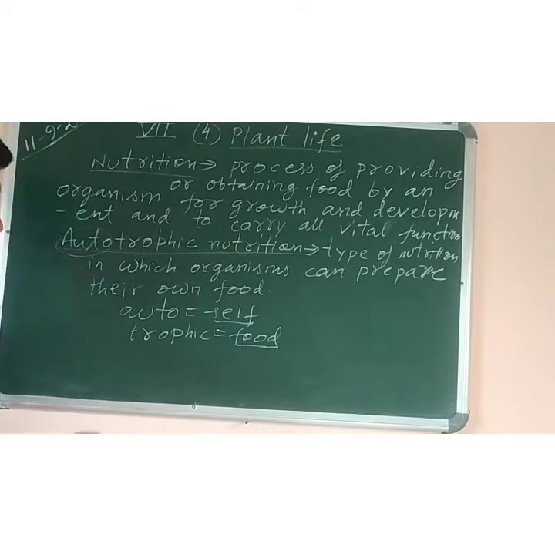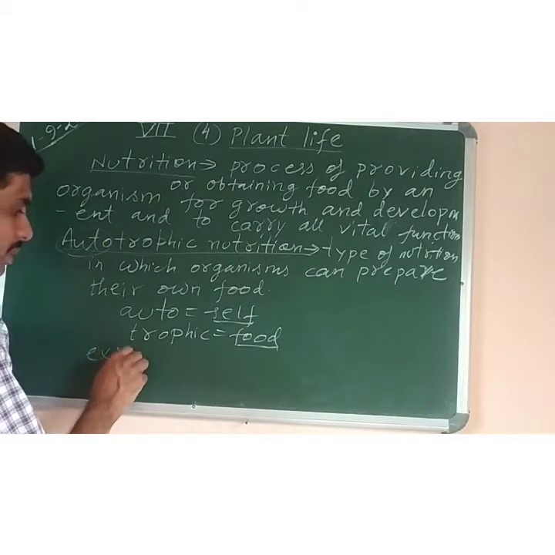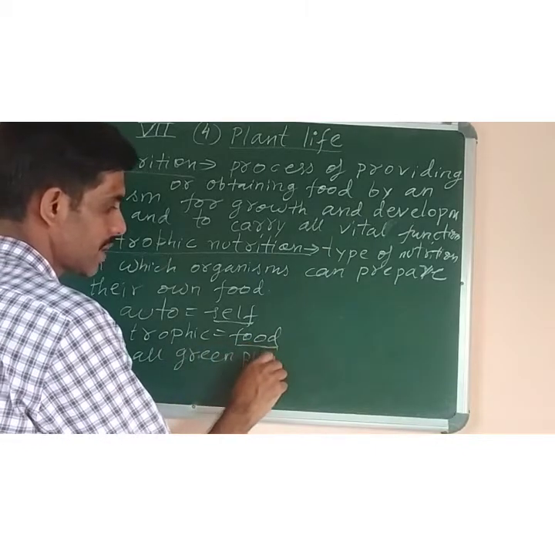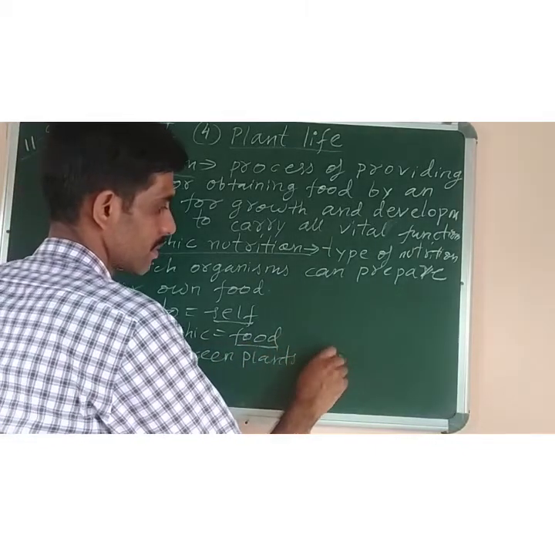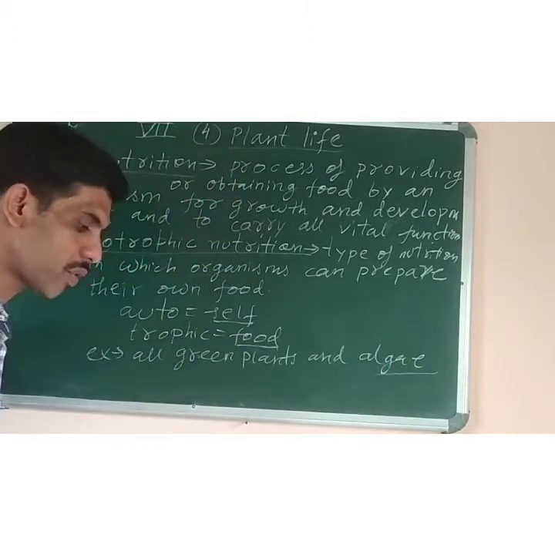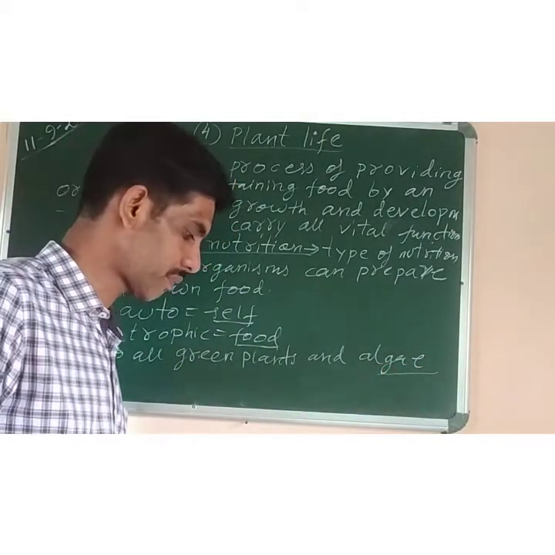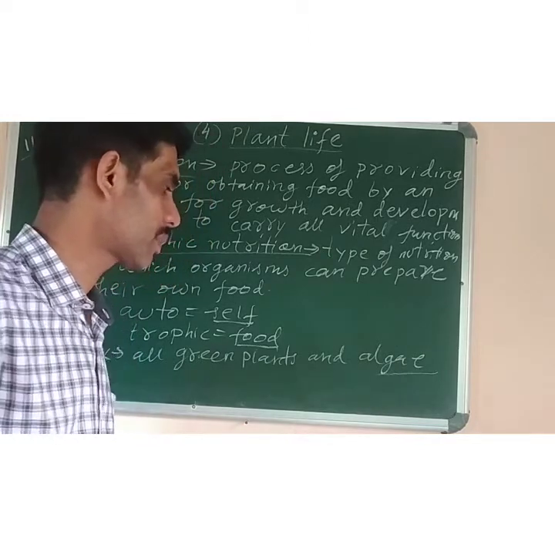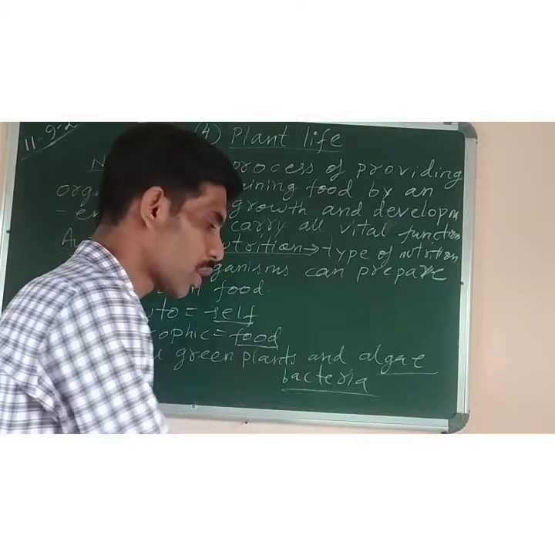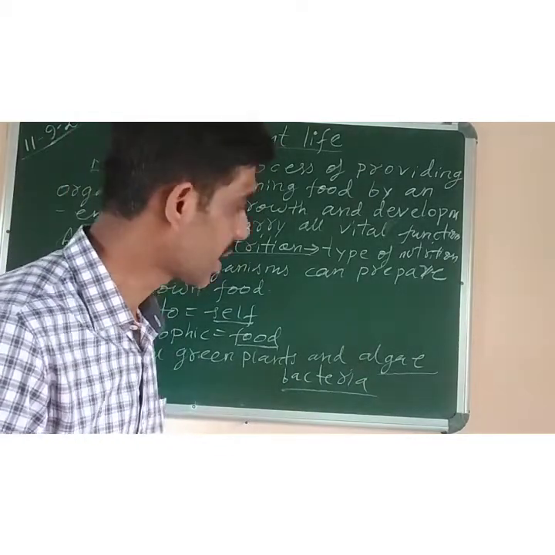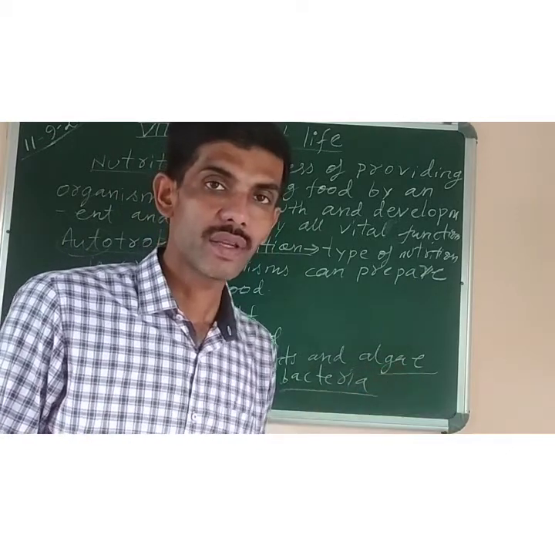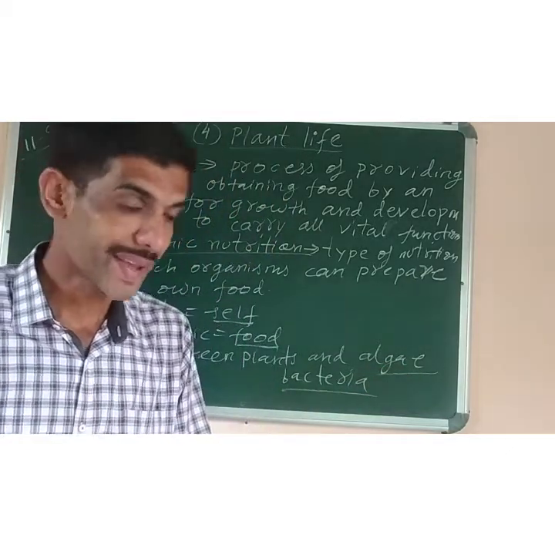So all the green plants and some algae, not all, some algae which can make their own food belong to this group, and some bacteria also. Even among bacteria, some of them which have chlorophyll can make their own food. They are called autotrophic. Algae are also green plants only. Okay, they come under Thallophyta.